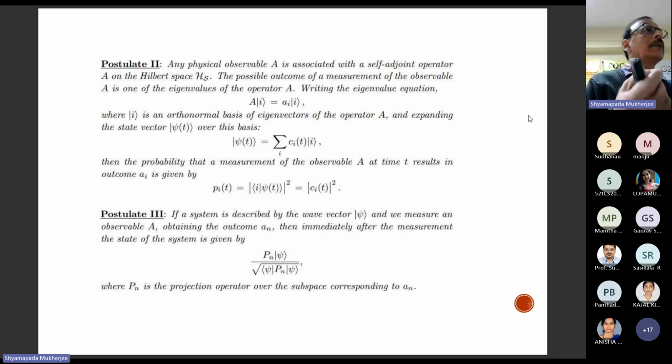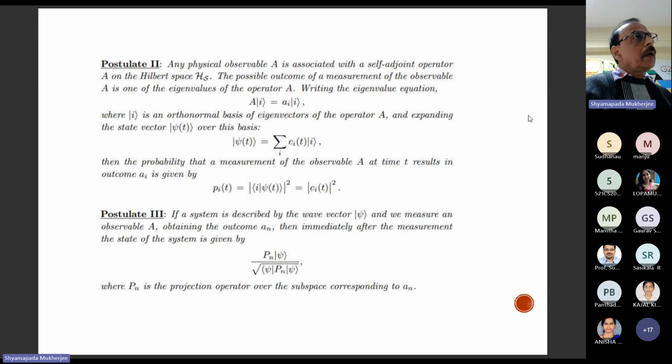I shall start from a basic vector. So don't worry about this one. Just I want to tell you now, see postulate number 3: if a system is described by the wave vector psi and we measure an observable A, obtaining the outcome a_n, then immediately after the measurement, the state of the system is given by P_n psi divided by the square root of psi P_n psi. Some mathematical notation. So initially, before measurement, it was only psi, but after measurement, you have disturbed the system. Then the new state of the system is given by the new mathematical formula, the last one.